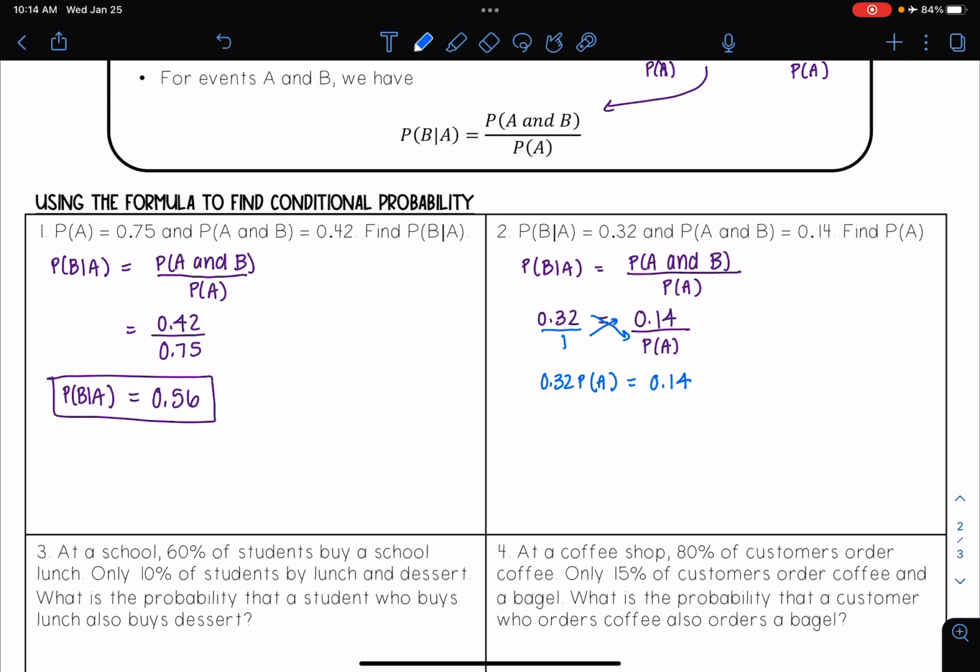And then I'm going to solve this for probability of A. So I have this 0.32 being multiplied out in front. To undo that multiplication, I'm just going to divide both sides by 0.32. And so I do 0.14 divided by 0.32, and I get 0.4375.